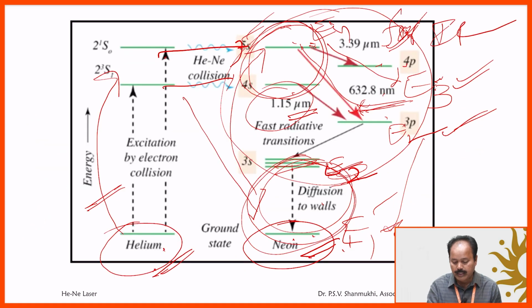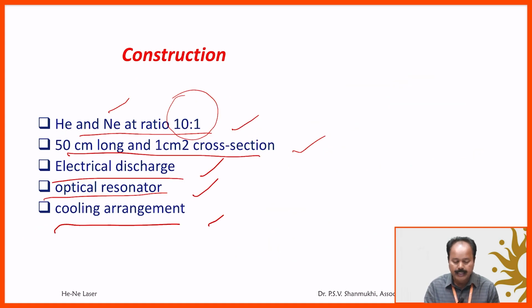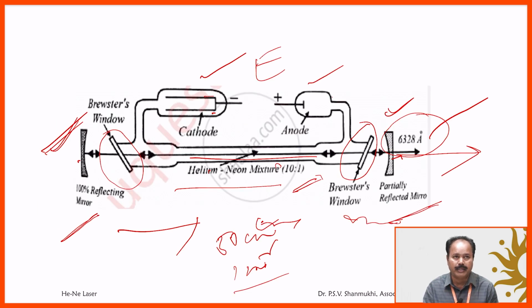Now, coming to neon, there are so many energy states or energy levels. This belongs to a 4-level pumping scheme. We have to concentrate on some points. What is the pumping method? Electrical discharge method. What is the pumping scheme? 4-level pumping scheme it is. And is there any optical resonator arrangement? Yes, there is an optical resonator arrangement by 2 mirrors provided on either side of the glass chamber.